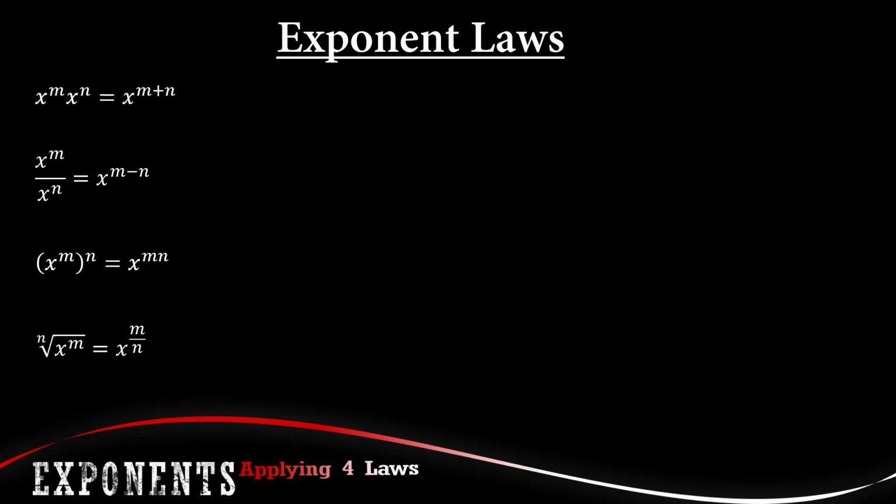Now, two consequences of these laws that we also learn almost as laws as well: when you have a base with a negative exponent, we always want to make our exponents positive. So if you have a negative exponent, you can just put it over 1 and then take the base down. Or if the base is in the denominator with a negative exponent, you can take it up to the numerator and make the exponent positive.